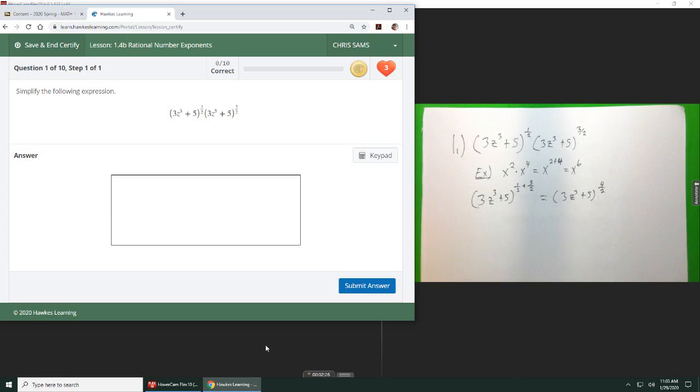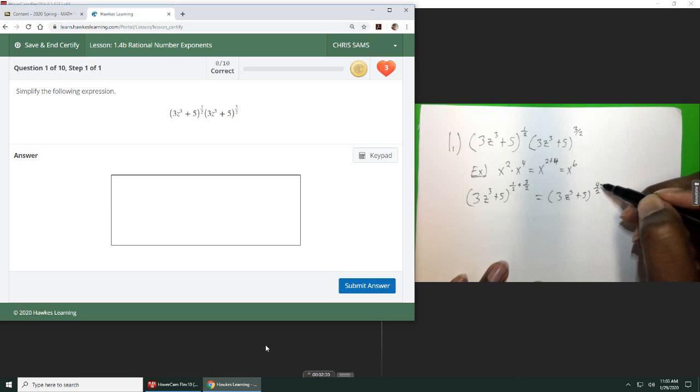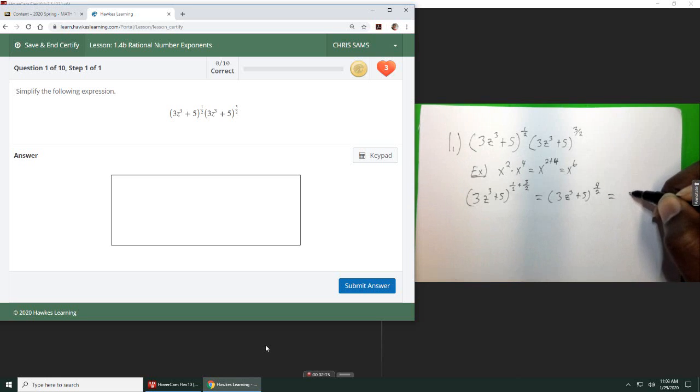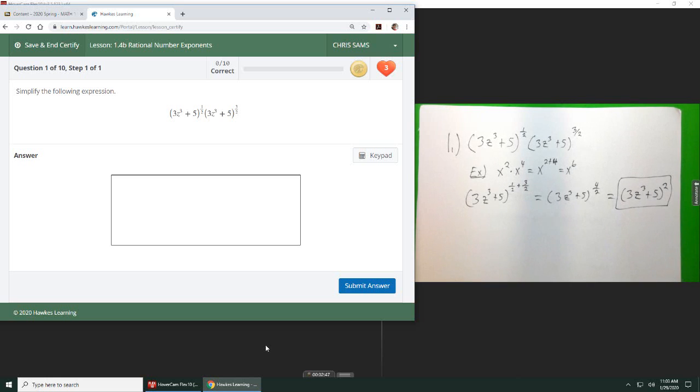And then we always want to go to simplest terms as far as we can go in math. So we're going to reduce. 4 divided by 2 is 2. So our final answer is going to be 3z cubed plus 5 raised to the 2nd power. So reduce all the way down. This is what we want to type into Hawk. Okay, so I'm going to type that in and show you how to do that.